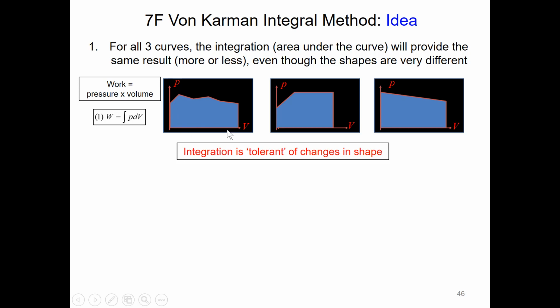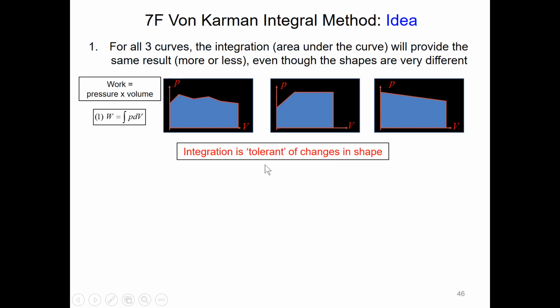First, for these three curves, the integration, which is the area under the curve, will provide the same result. You can think of the integration as work, which is integrating pressure times the volume. Even though the shapes are so different for these three curves, this would indicate that integration has this uniqueness. That is, it tolerates the change in the shape.